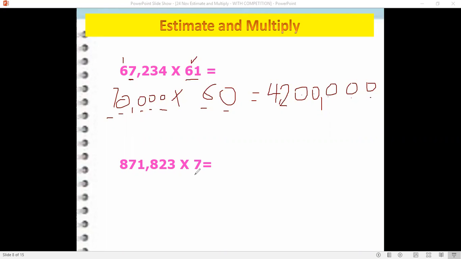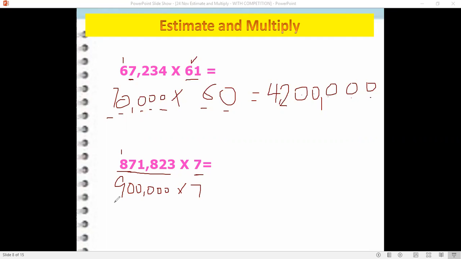So we have only one digit, so we will keep the same. So only this, we are going to round. So this is 5 or more, then add 1 more. So this will be 900,000.